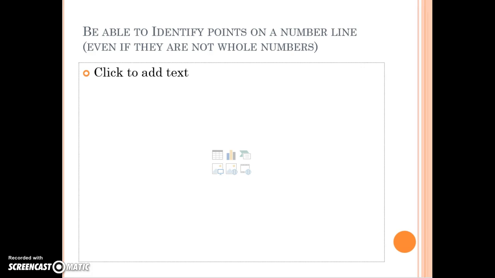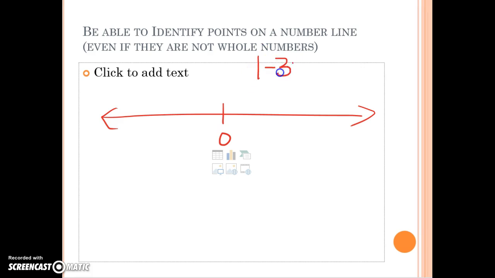Okay. Be able to identify points on a number line, even if they are not nice, neat, whole numbers. If we have a number line like this, be able to plot where weird numbers like the absolute value of -3 is, or the square root of 2, or something weird like 4/5. So how do we do that?